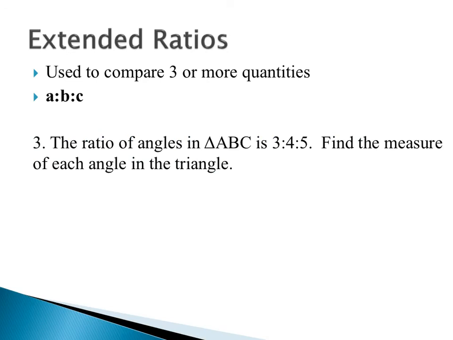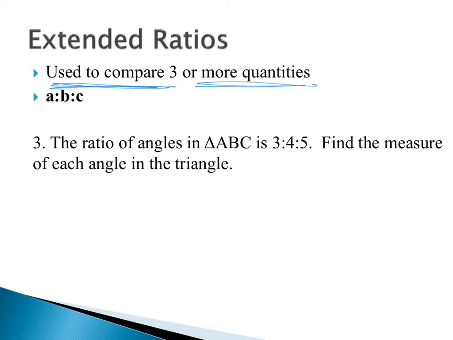Next, extended ratios. Extended ratios are used to compare 3 or more quantities. Can you please write that on your sheet? Extended ratios are used to compare 3 or more quantities. Here's an example. Example 3. The ratio of angles in triangle ABC is 3:4:5. Find the measure of each angle in the triangle.